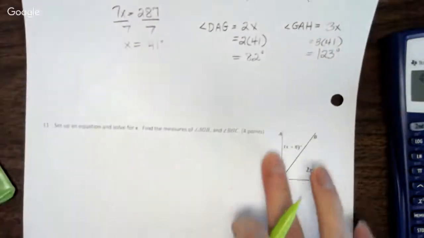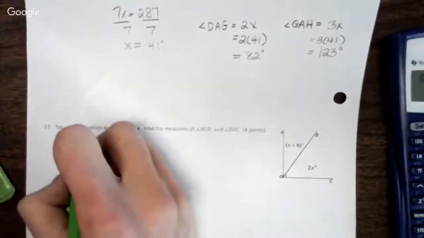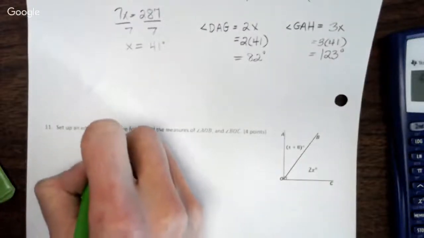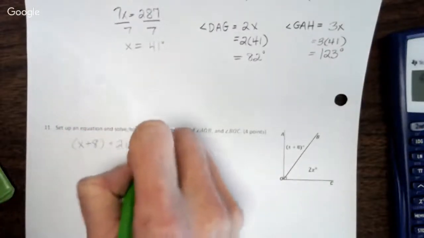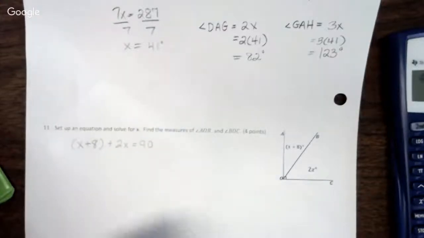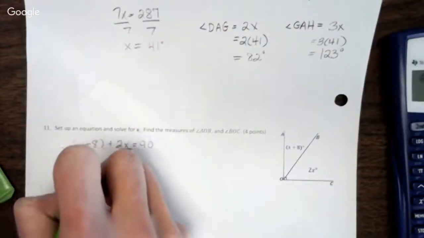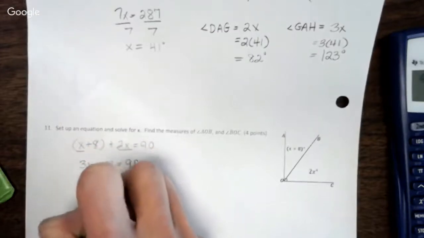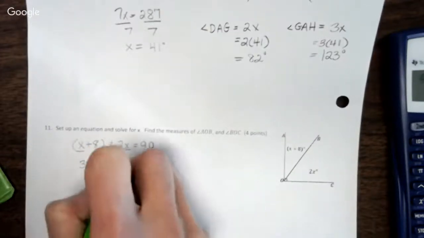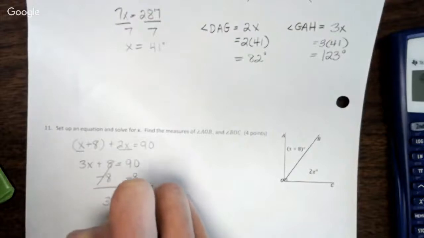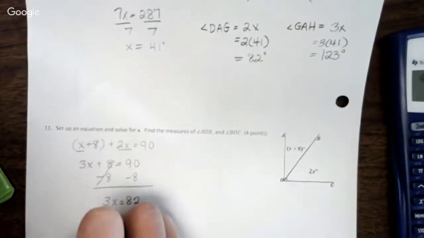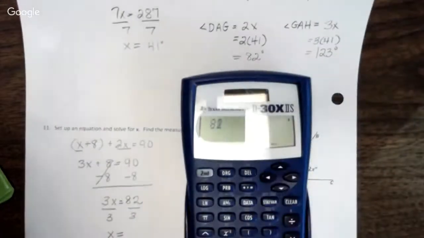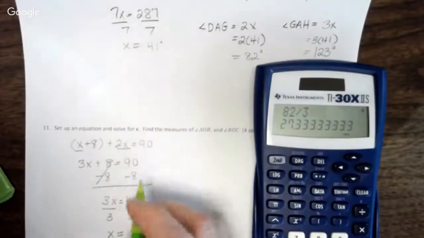All right, number 11, this is a right angle, which means those 2 angles add up to 90. So I'm going to take x plus 8, and I add it to 2x, which is equal to 90. 2x and x is 3x. Now solve. Subtract 8 from both sides. So 3x is equal to 82. Divide both sides by 3.